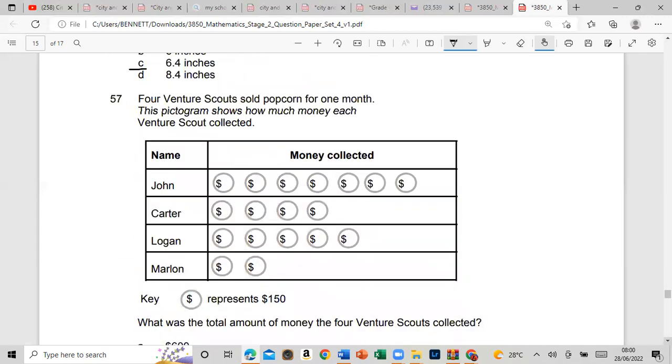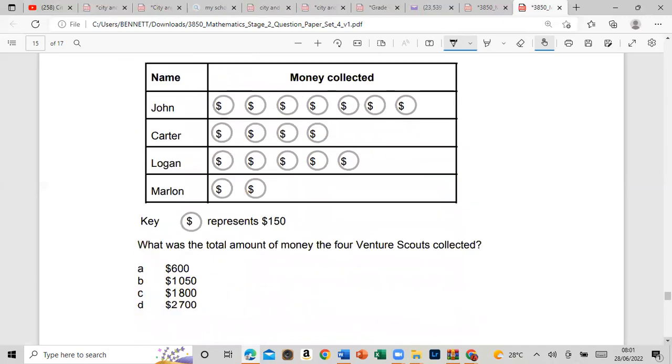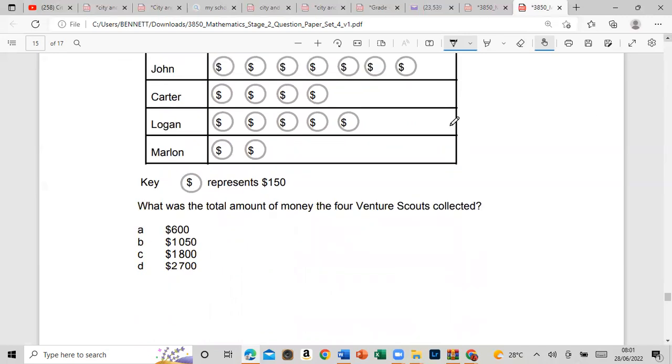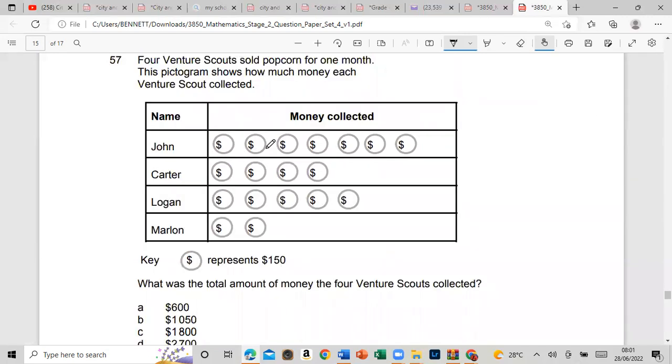All right. 4 venture scouts sold popcorn for 1 month. The pictograph shows how much money each venture scout collected, and this represents $50. One of these represents 150, which is a key. What was the total amount of money the 4 venture scouts collected? This is tough. All right, so every 2 are 300. So 1, 2, 3, 4, 5, 6. All right, so that's 600. So that's 750.